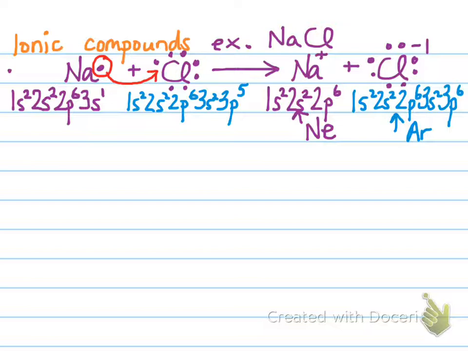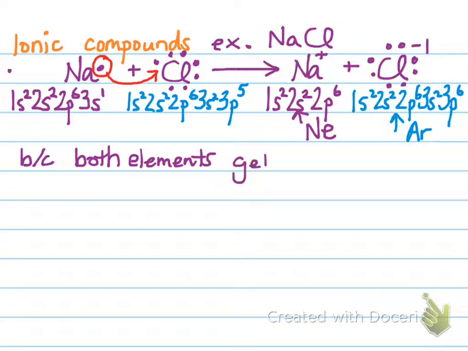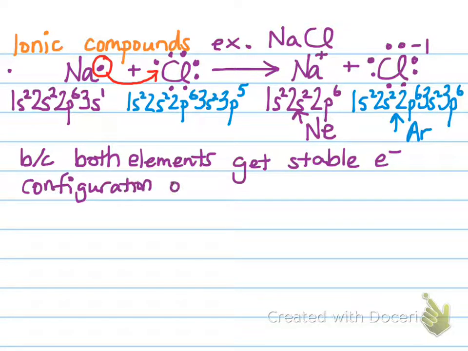So again, why does this compound, sodium chloride, always exist as one sodium ion bonded to one chloride ion? That is because both elements get the stable electron configuration of a noble gas by becoming ions.